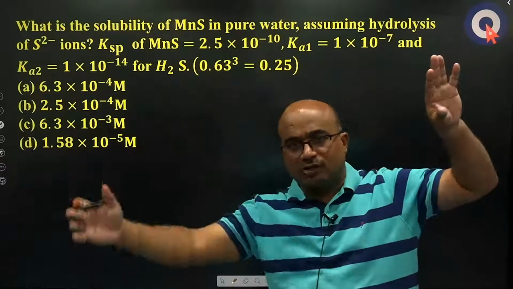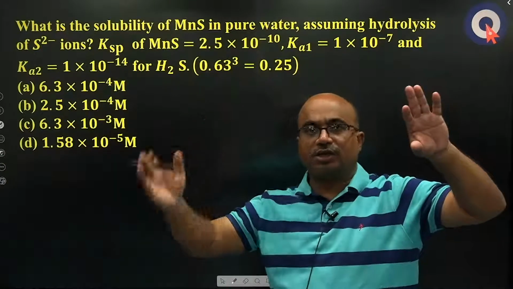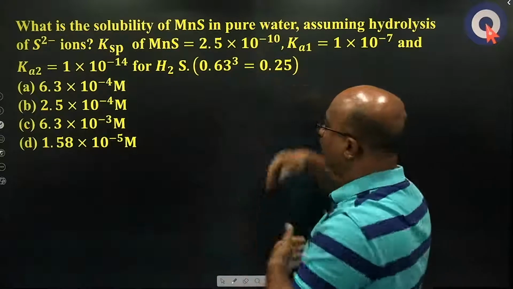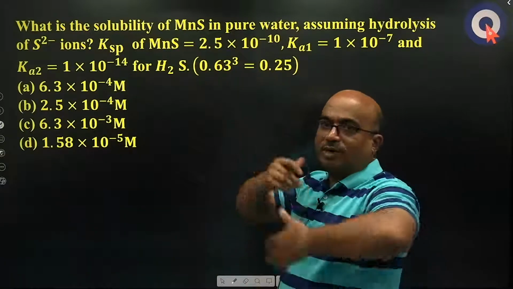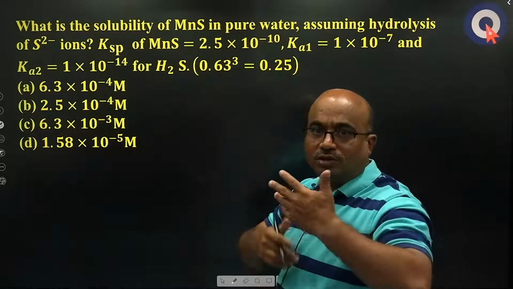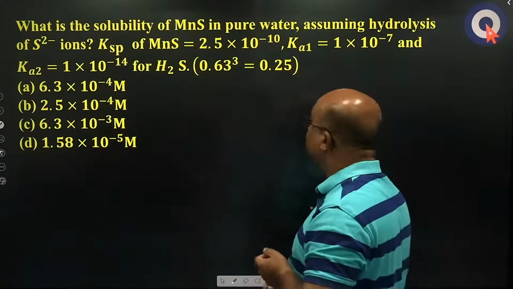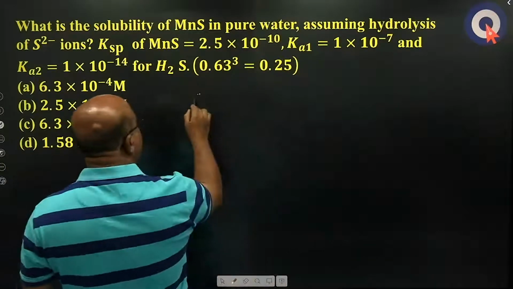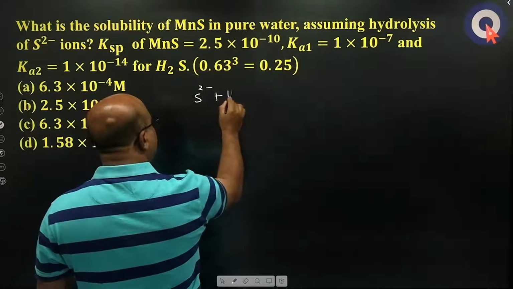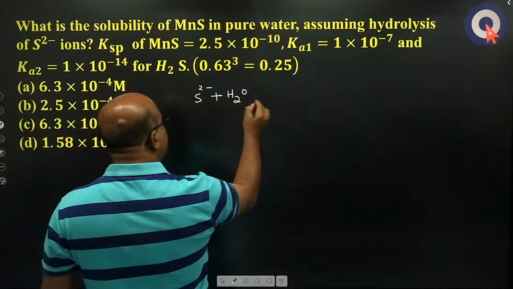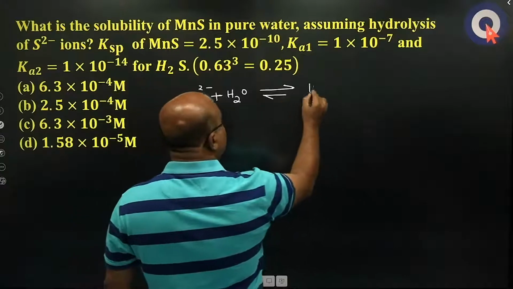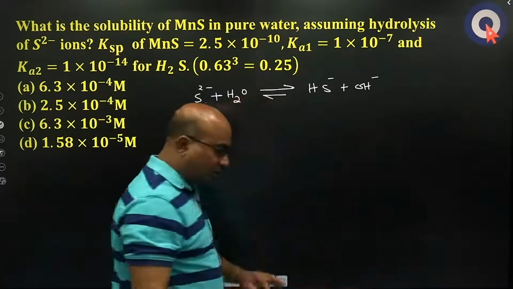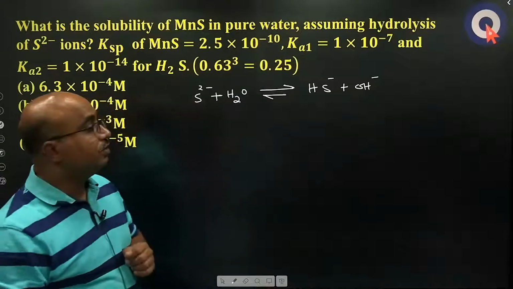So the reaction starts moving in the forward direction during the solubility. Even when there is hydrolysis, the ion is sometimes converting into hydrolysis products. So what is sulfide ion hydrolysis? If you take sulfide ion, it reacts with water, giving HS minus and OH minus in the first hydrolysis.